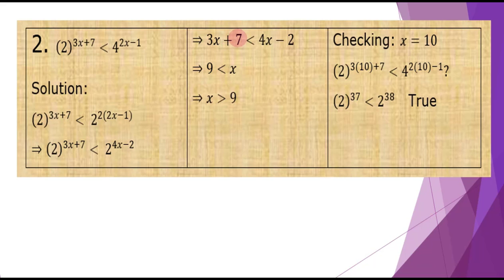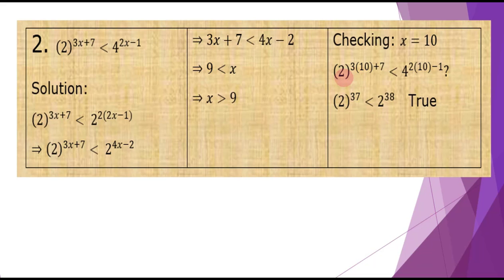Solving for x, we have to collect all the constants here for convenience. So this is 7 here, the 2 will be here, that's plus 2, that's 9. Then 4x is steady here, minus 3x, that becomes x. And finally, we can rewrite it as x greater than 9. So this is the solution. Now for the checking, let's take the value of x to be equal to 10. Then substitute it into the original expression.